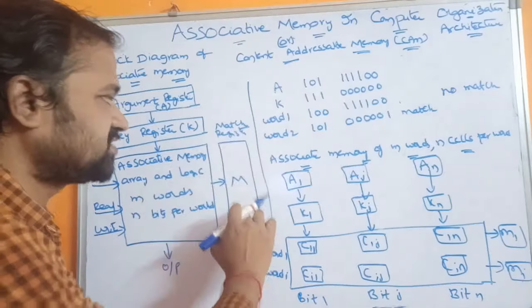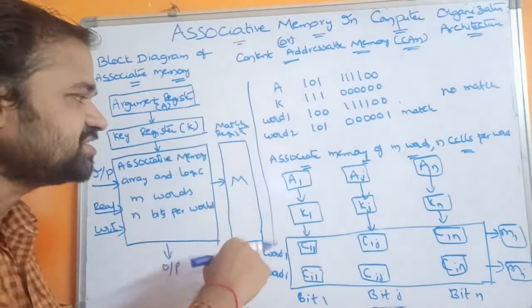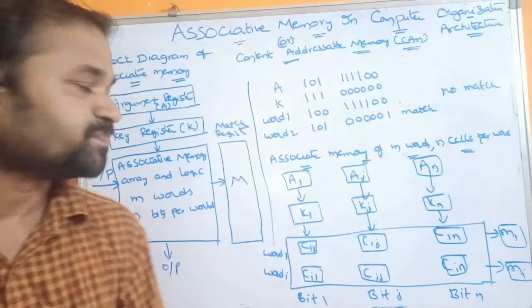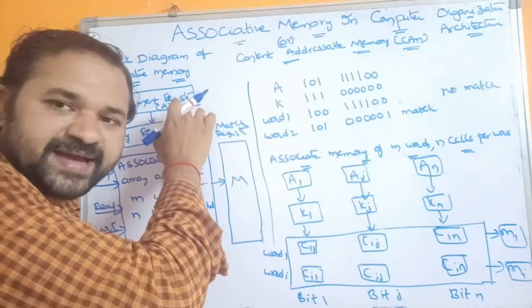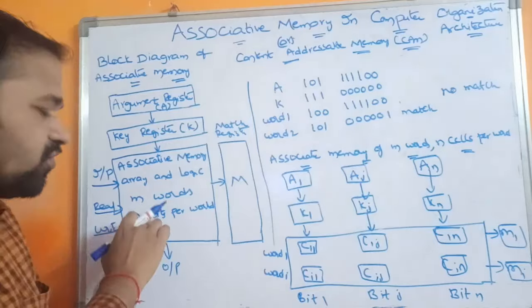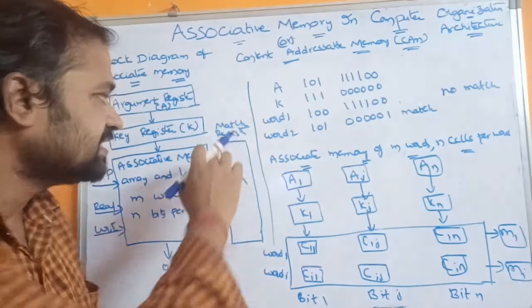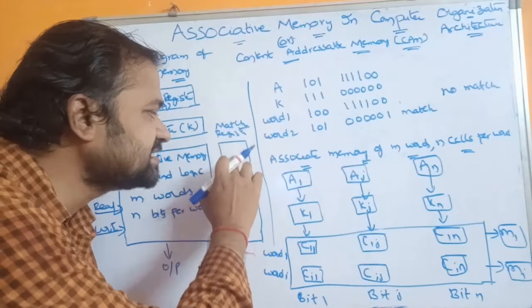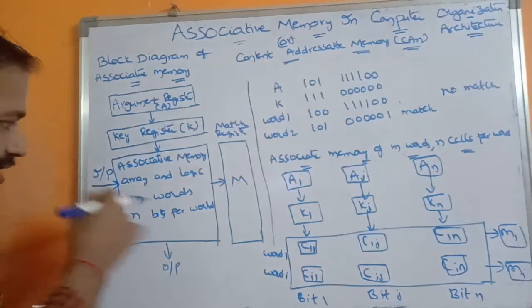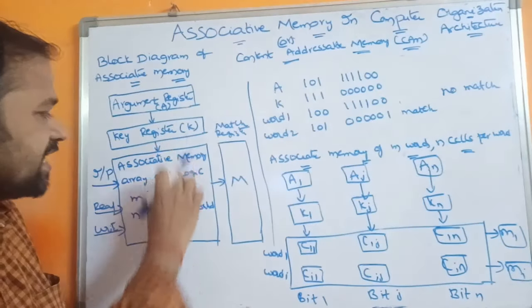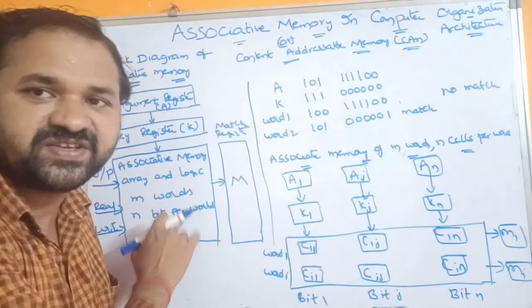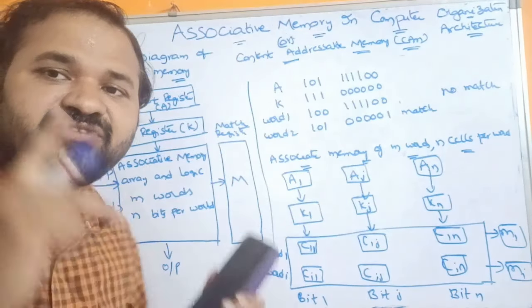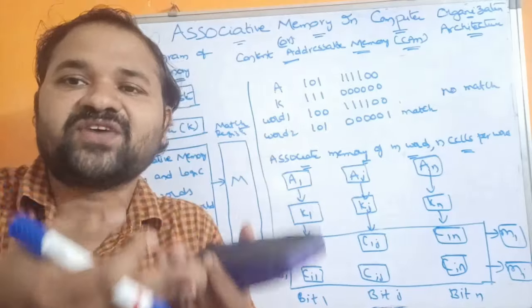And now let's see the match register. Why are we using the match register? Suppose a word in the argument register matches the corresponding word in the associative memory, then the corresponding match register bit is set to 1. Suppose there are 5 words present in the associative memory, and out of the 5 words, 3 words match the argument register. Then for each word we have to maintain either 1 or 0.